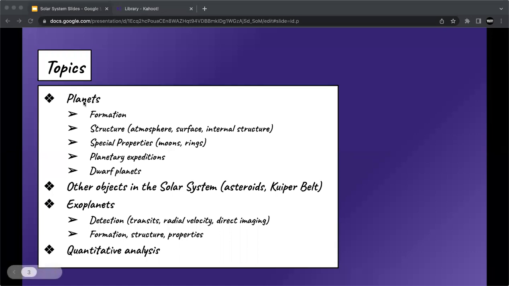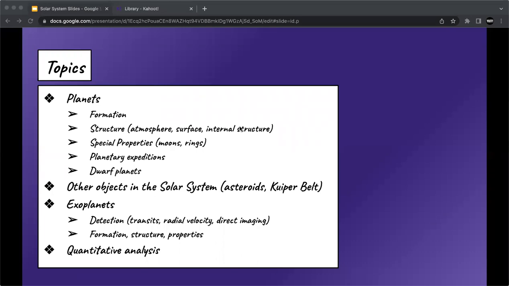Okay, so these are the main topics. First in solar system, we obviously have our planets. We might need to know things about their formation or their structure, maybe some special properties about them. There's also some planetary expeditions that we might need to know, like maybe an expedition that explored Jupiter or something. We also need to know some other objects in our solar system. We have the asteroids and the asteroid belt. We have the Kuiper belt and some other things.